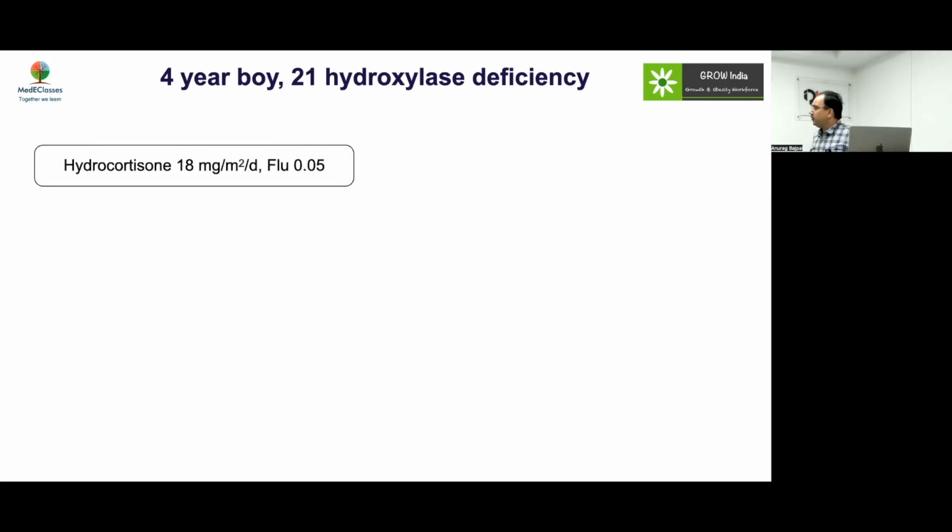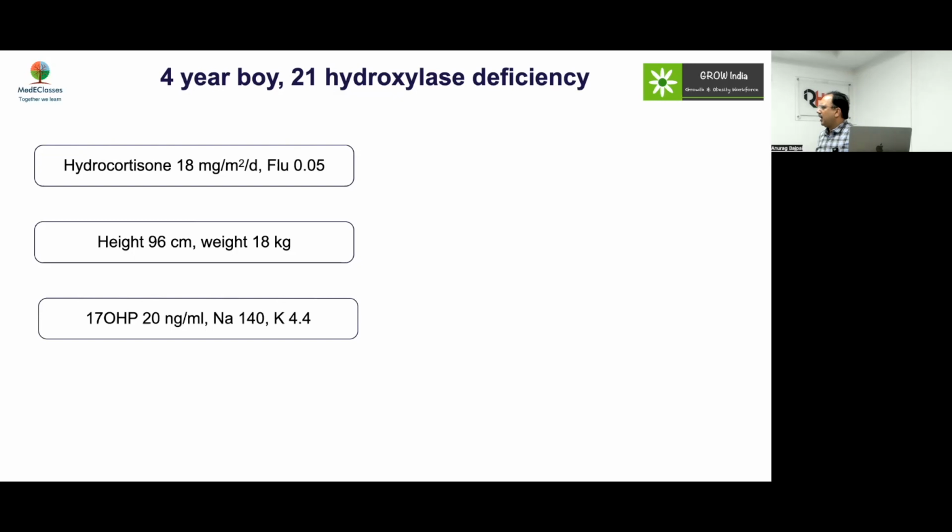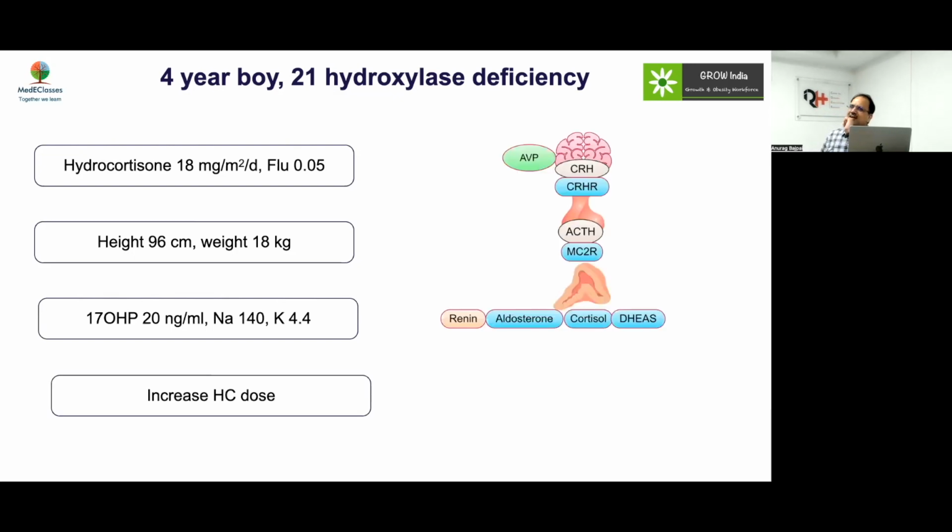Dhwani, I think this is what we discussed recently. Hydrocort 18 milligram per meter square per day, a good dose. Fludrocortisone 0.05. He is reasonably okay in terms of height, slightly short. And what we are seeing is that his 17-OHP level is still high. So the treating physician says, okay, 17-OHP is high, I would like to increase the hydrocortisone dose, but you are concerned that the dose is already good. What do you think is going wrong in this case?